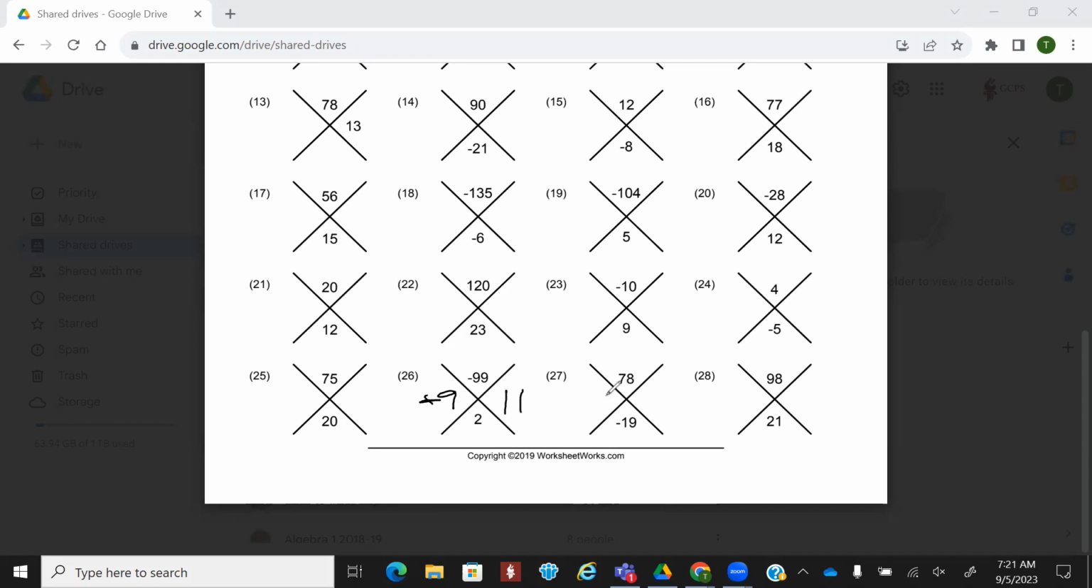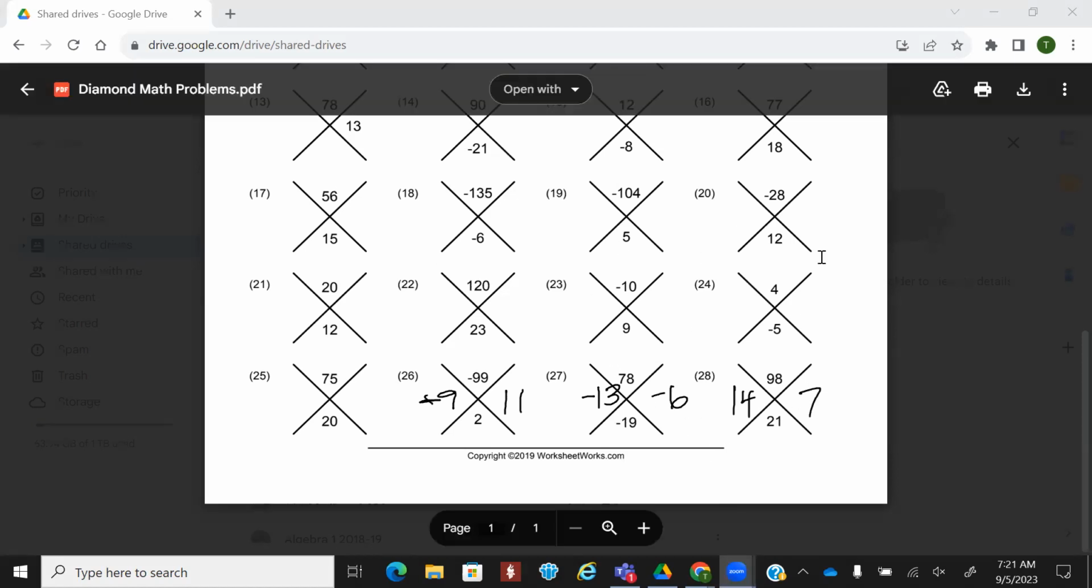What times what would give you 78, but add together to get you negative 19? Say it again. Okay. And on the next one, what times what would give us 98, but then add together to get me 21? 14 and 7. Okay. Again, this is going to help you in this next part of the unit.